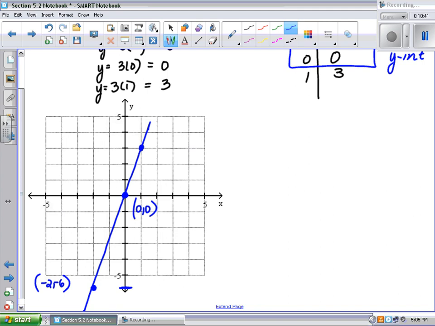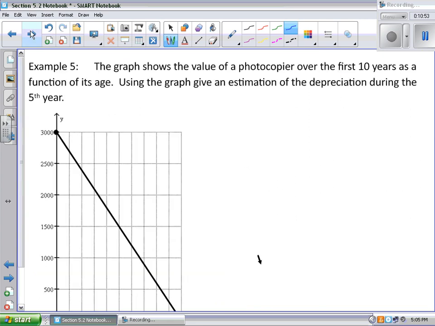So I have the graph of a linear equation, right? Linear means it's going to be a line when we graph it. Let's look at the last example, number 5 in this section. Here we're given a graph. The graph shows the value of a photocopier over the first 10 years as a function of its age. Using the graph, give an estimation of the depreciation during the 5th year.